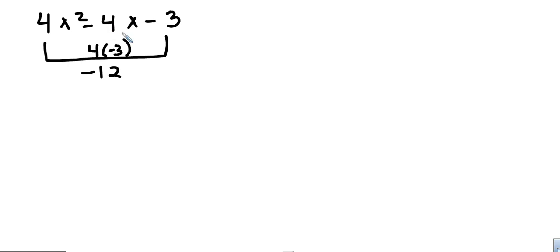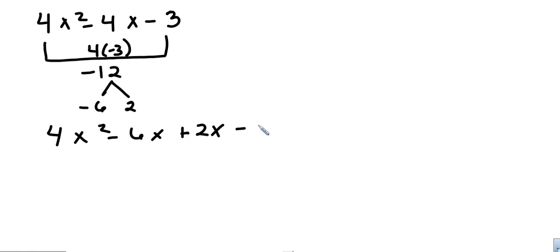Well, what can I multiply to get negative 12? Well, I could do 1 and negative 12. I could do 3 and negative 4. I could do 4 and negative 3. But none of those add up to this negative 4. The pair that adds up to negative 4 is negative 6 and 2. So I want to rewrite my quadratic, splitting this negative 4x into two pieces. 4x squared minus 6x plus 2x minus 3.